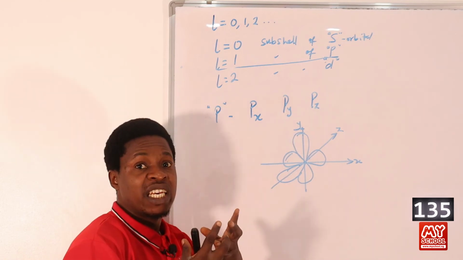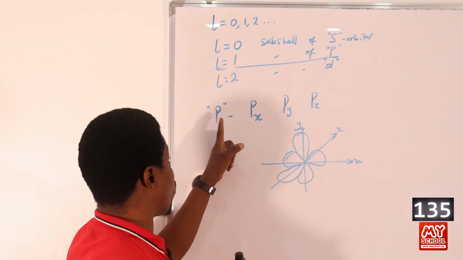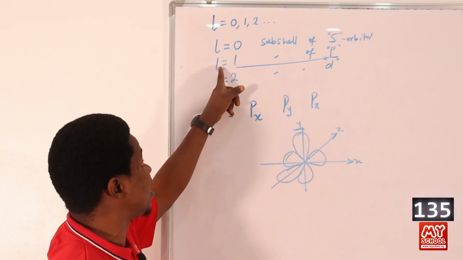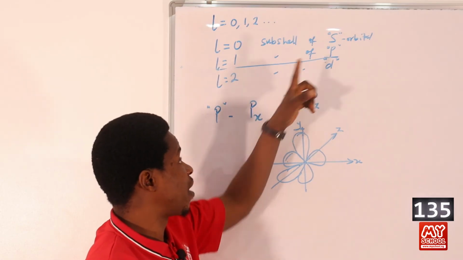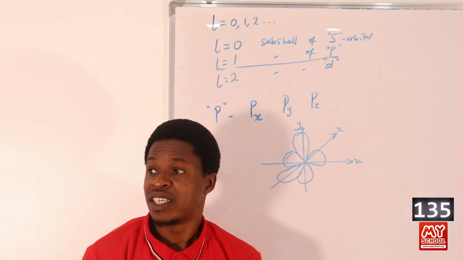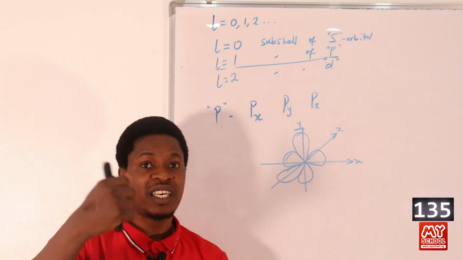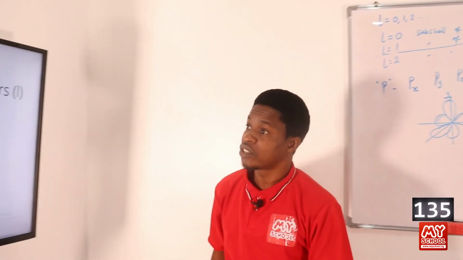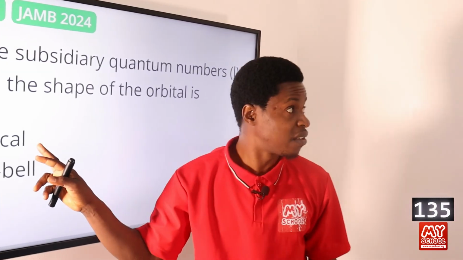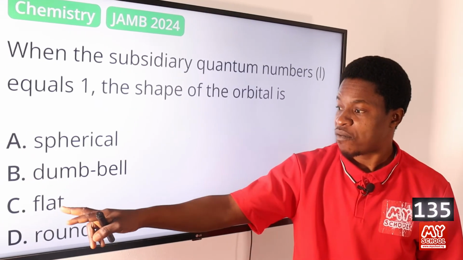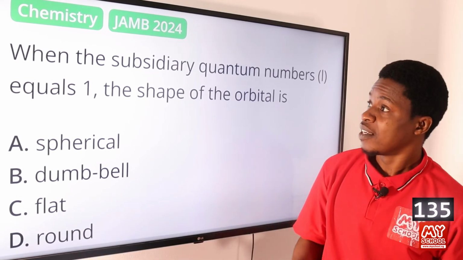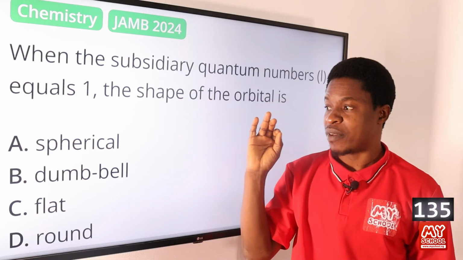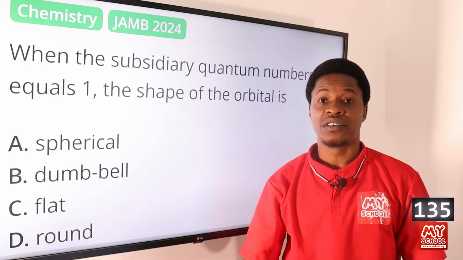Usually you are going to have a dumbbell kind of shape for this P orbital. Don't forget, when L is equal to 1, we have the P orbital, which has 3 of them, giving a dumbbell shape. So for Px, Py, and Pz, let's look at what we have on the screen. Option A says spherical. That's not spherical. We have the dumbbell, we have flat, and then we have round. So the correct answer here, when the subsidiary quantum number L equals 1, the shape of the orbital is the P orbital, which has a dumbbell shape. So the correct answer is option B.